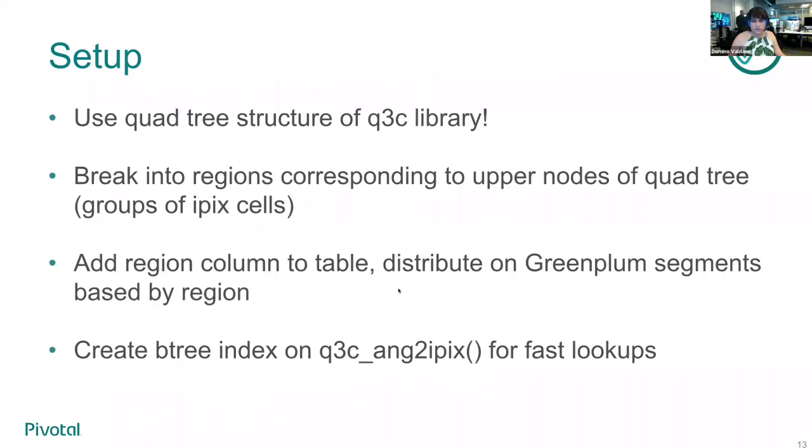And so we define these regions just based on shifting the bits in the IPIX number and then distribute it into different segments based on that.